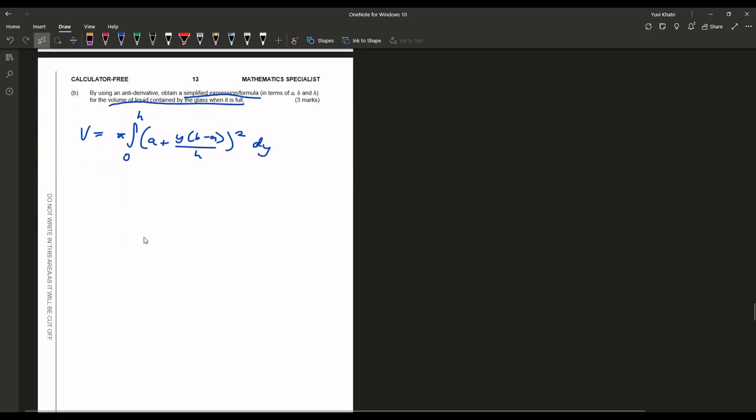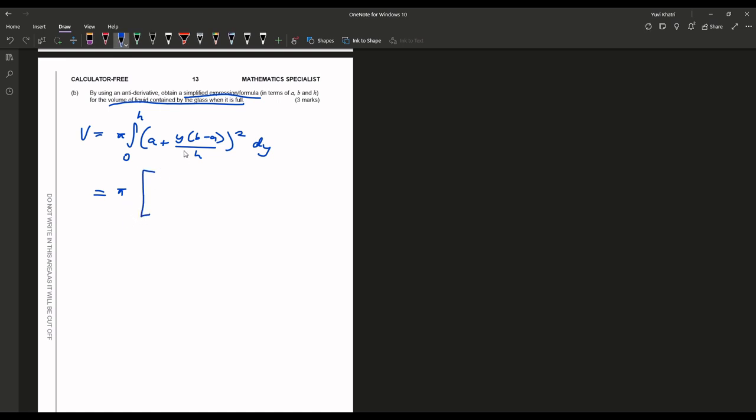So I know it looks complicated at first, but really, if you think about it, we're integrating with respect to y. That's the y right there. And everything else is all just a constant. And we haven't got a y outside of the brackets either. So we can just treat everything as if it were just a number for the y.